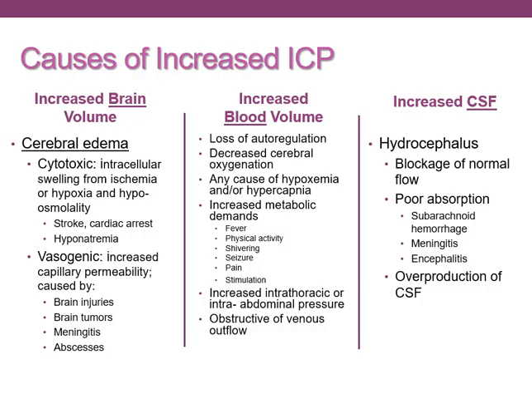Increased blood volume. This is loss of autoregulation because the brain can no longer autoregulate itself. Decreased cerebral oxygenation will cause this: hypoxemia or hypercapnia, so low PaO2, high PaCO2, and then things that increase our metabolic demands. And look at this list: fever, physical activity, shivering, seizure, pain, stimulation. Those are all the things that I can control and do with my patient as a nurse. So this is really where I'm going to focus my interventions.